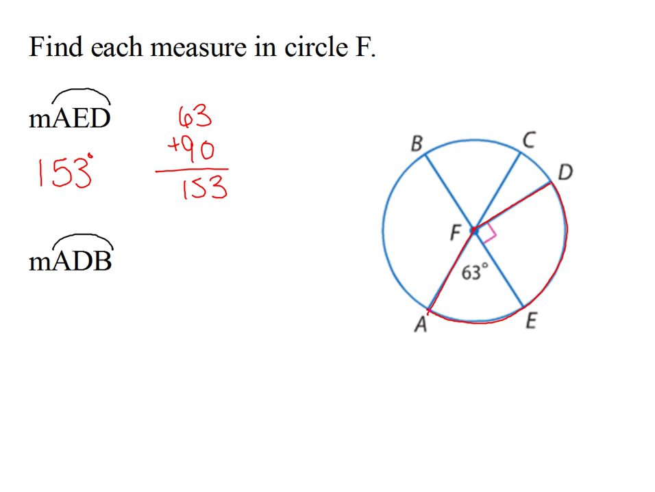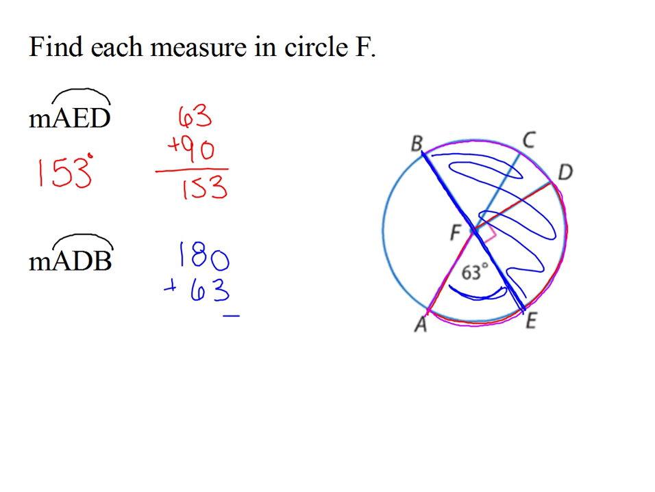If we look at arc ADB, we are looking at this whole section over here. Now remember, we can add the pieces together. If you look, we can break this arc into two parts. We have this part of the arc, which is half of a circle, and then we have the 63 degrees. Remember, half of a circle is 180. And then if we add that 63 degrees, that's going to give us 243 degrees for the angle. So the measure of the arc is 243.